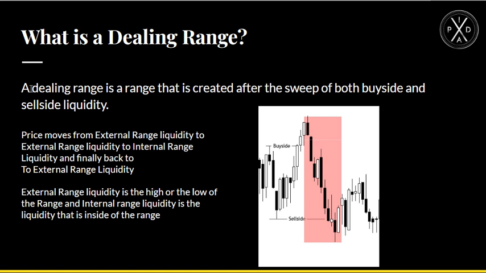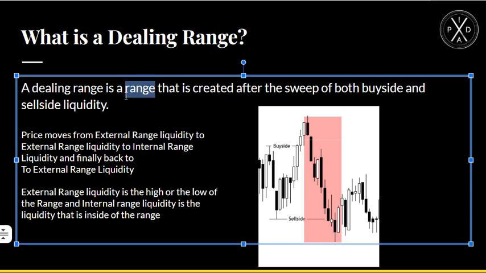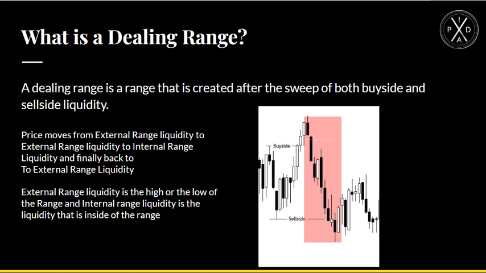So first I have that a dealing range is a range that is created after the sweep of both buy-side and sell-side liquidity. So when I say range, that is different than what a dealing range is. In my terminology, when I say range, I mean something totally different than a dealing range. A range is just from a high to a low like this, or from a low to a high like that. So that's just a range. But a dealing range is a sweep of both buy-side and sell-side liquidity.